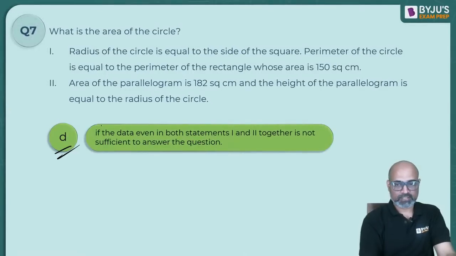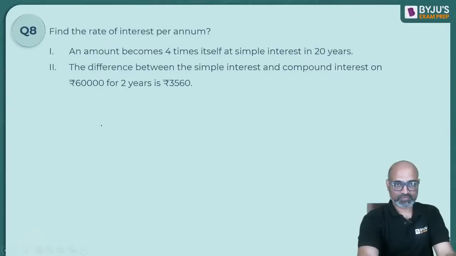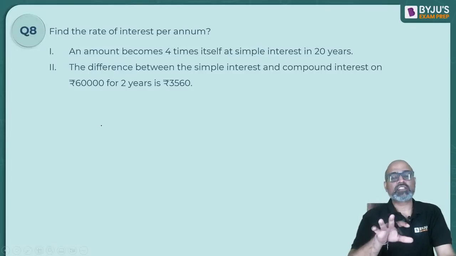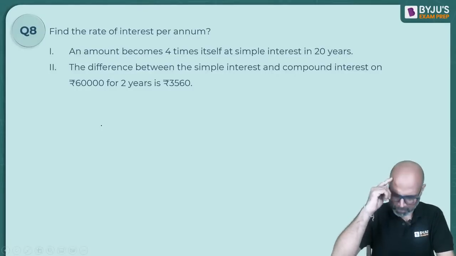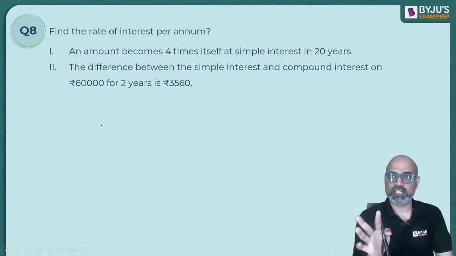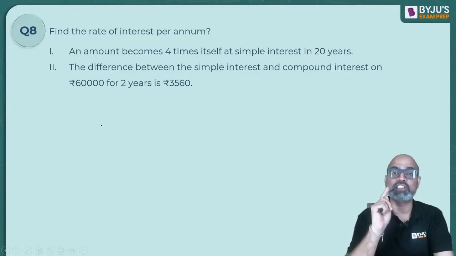Right, D is the answer. Okay, find the rate of interest per annum. Percentage is SI CI. The moment they have asked us rate of interest per annum, the first thing that should come to mind is: are they talking about SI or CI, which is very important.